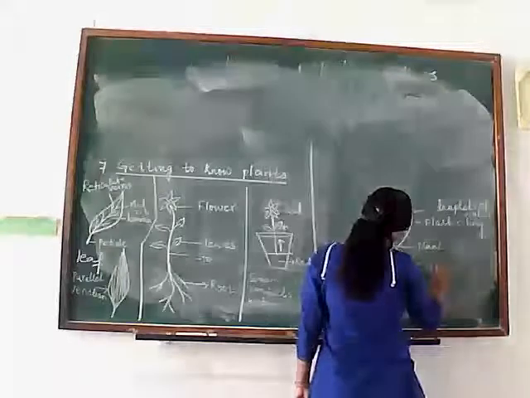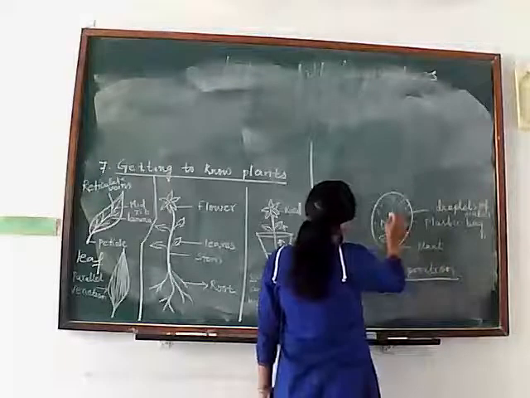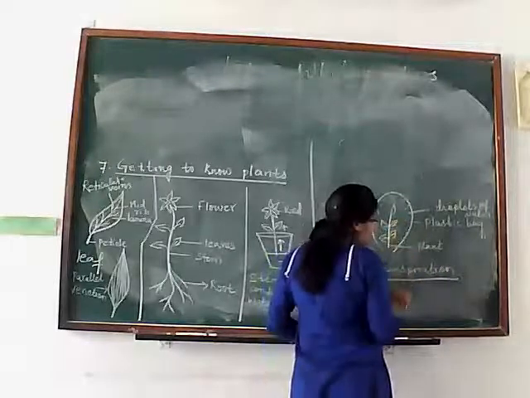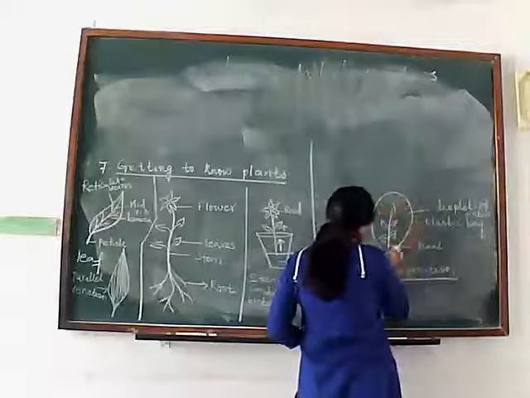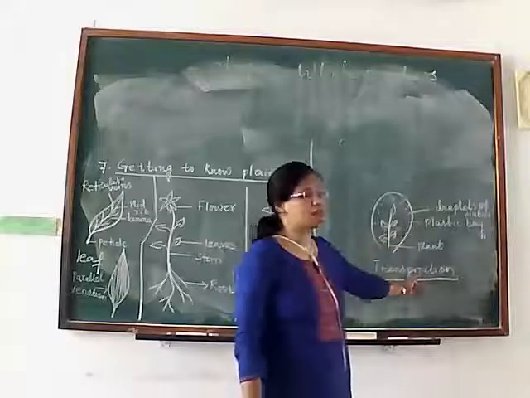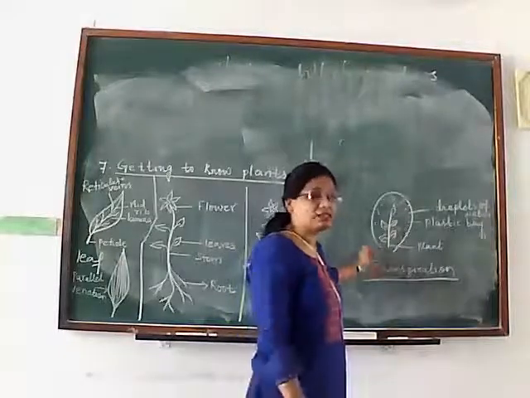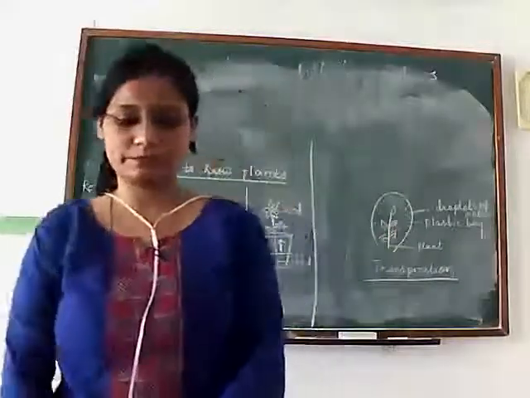Because of transpiration, the water from the leaf, from the plant gets evaporated, and then it goes into the plastic bag, and then it's condensed over there. This process is known as transpiration. The plant loses water by the process called transpiration.